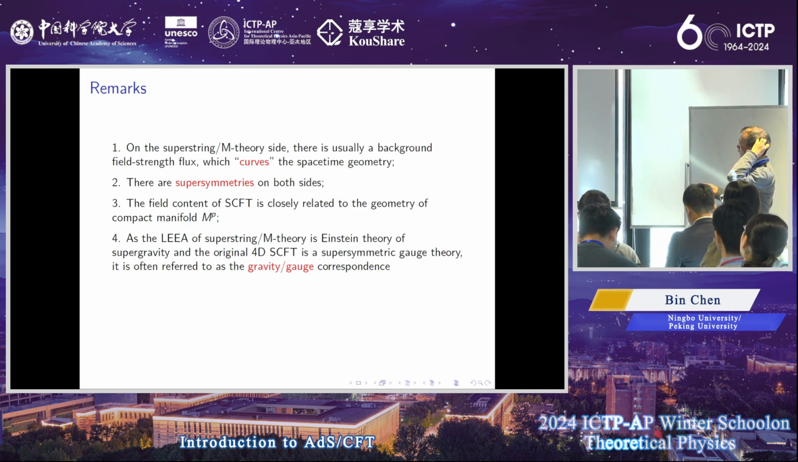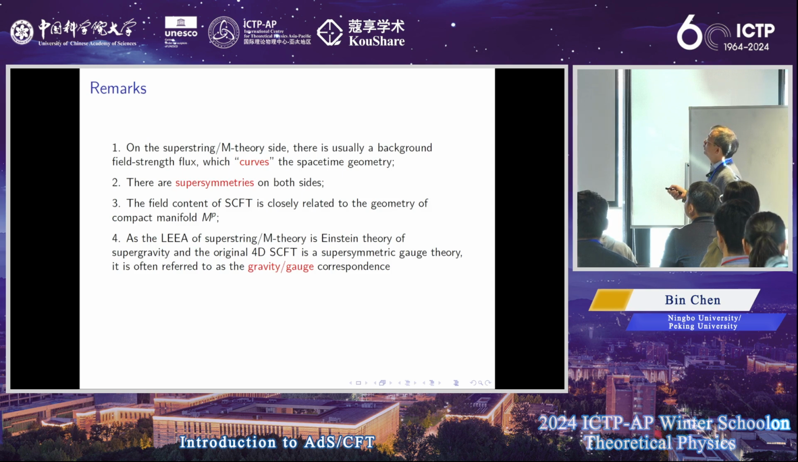On the left-hand side, we have some kind of super quantum gravity. But usually we don't know how to study quantum gravity in this AdS space-time. So people often take the low energy limit to consider the low energy effective action of the superstring or M theory. Then you will get a supergravity, that's the Einstein theory of supergravity, the low energy effective action.